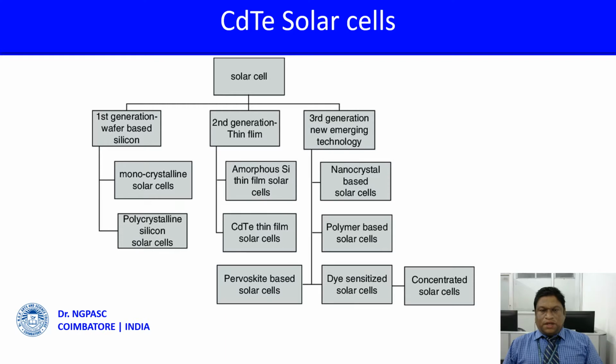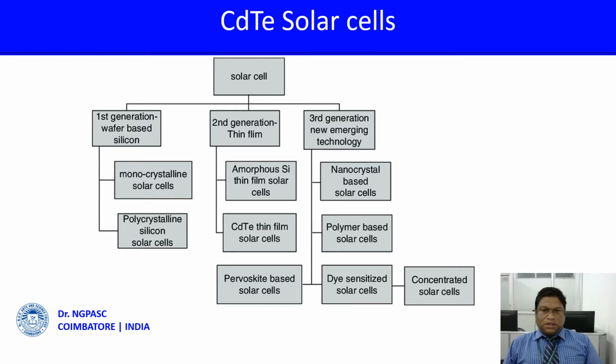Generally, solar cells can be classified into three generations. The first generation means silicon-based solar cells. So we have monocrystalline wafer-based silicon and similarly polycrystalline silicon solar cells. These are all coming under the category of first generation solar cells. And second generation solar cells are all based on thin films, for example, amorphous silicon and cadmium telluride. Similarly, CIGS based thin films are coming under the category of second generation thin films.